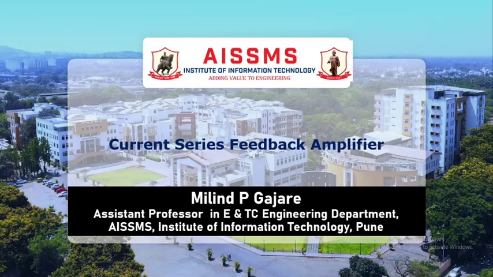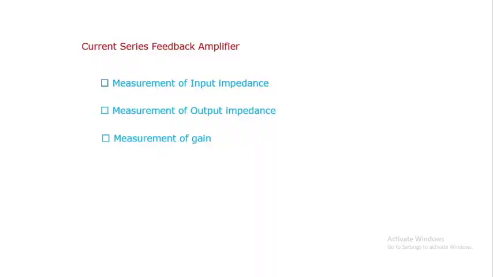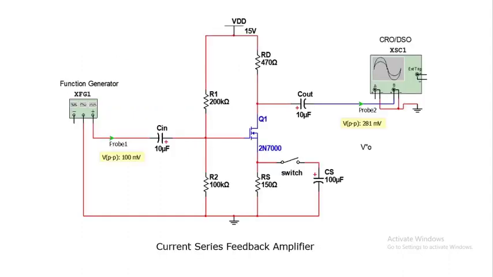Hello all. In this presentation, I will discuss the current series feedback amplifier using MOSFET 2N7000. The objective of this demonstration is the measurement of input impedance, measurement of output impedance, and measurement of gain with feedback and without feedback.